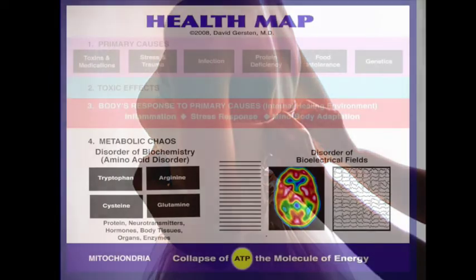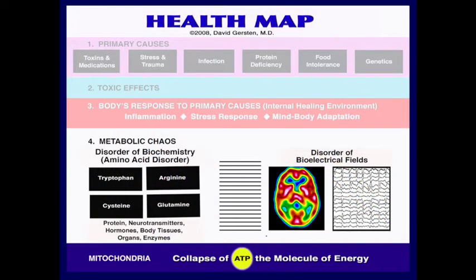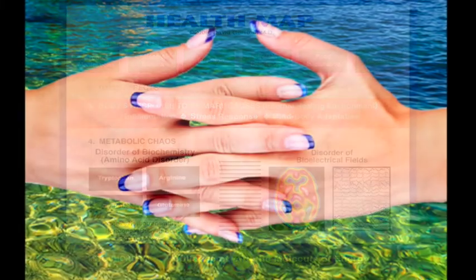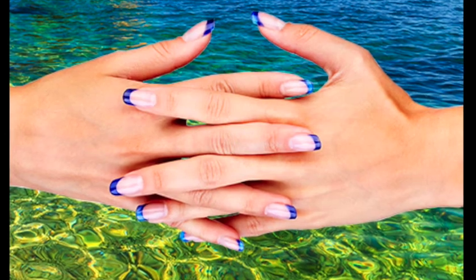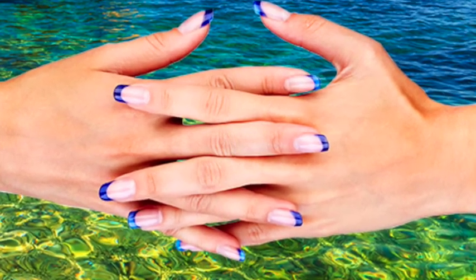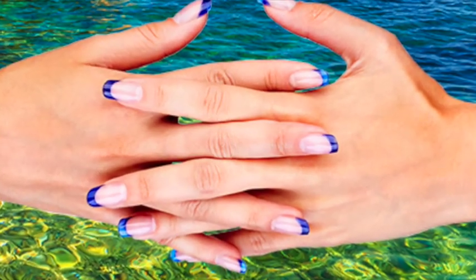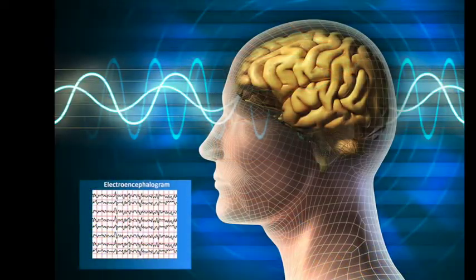Now, we're looking at level 4, metabolic chaos, which involves bioelectrical fields and biochemistry. On the left side, you can see disturbances of biochemistry, and on the right side, you can see disturbances of bioelectrical fields. How are these two related? Bioelectrical fields and biochemistry are completely intertwined and inseparable. Let's look at bioelectrical fields.